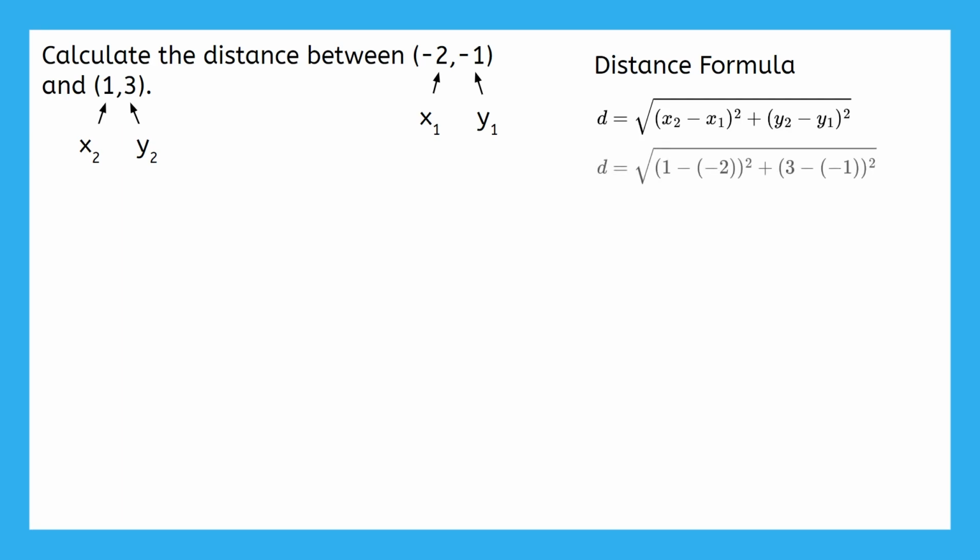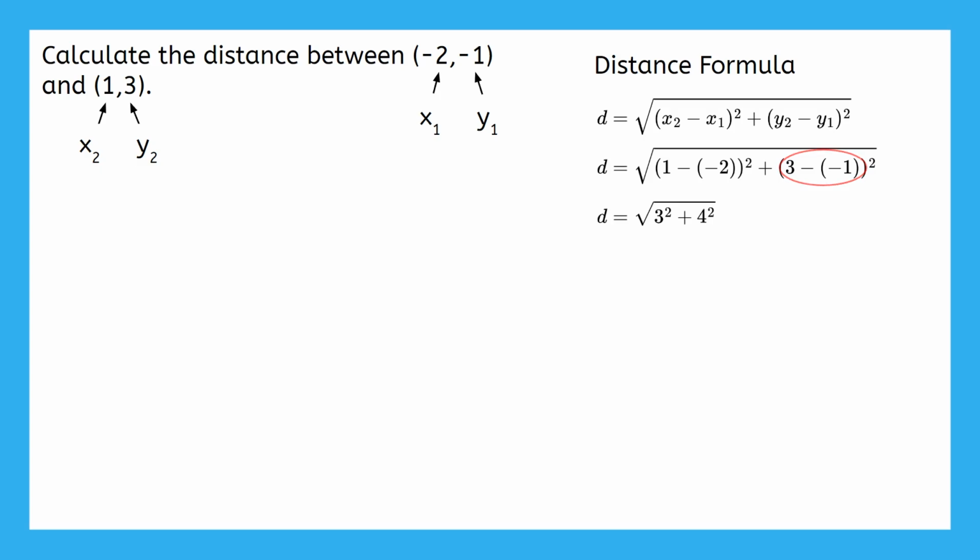Did you substitute in 1 for x2? Did you substitute -2 for x1? How about 3 for y2? And finally, -1 for y1. Then we could continue like we normally would. 1 minus -2 is 3. And 3 minus -1 is 4.